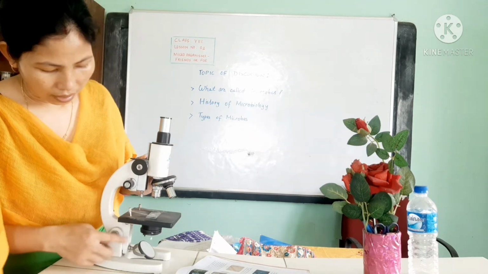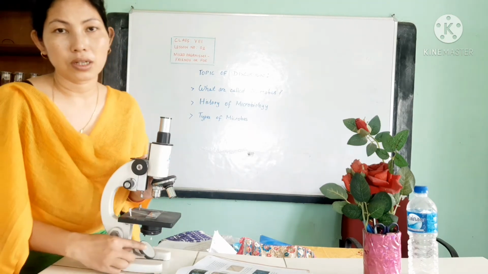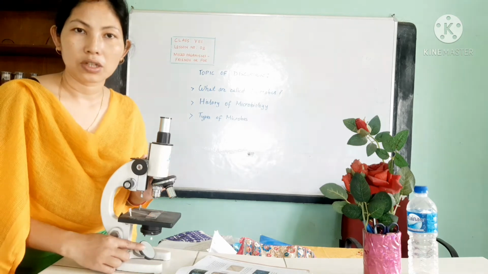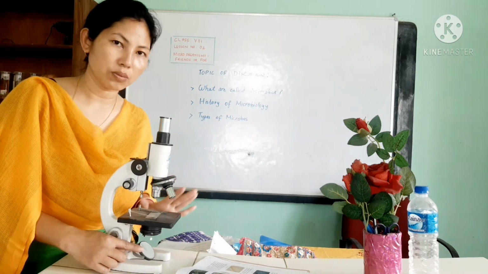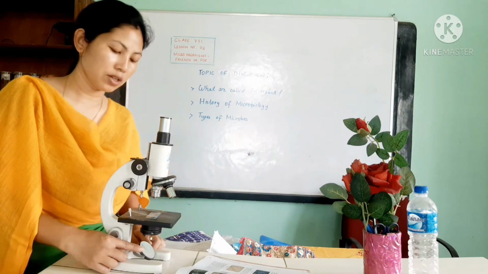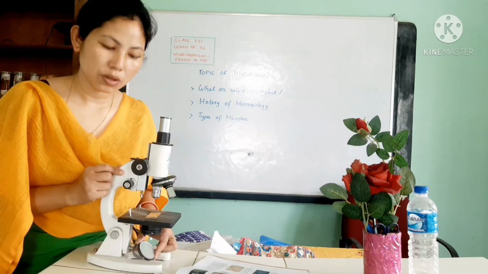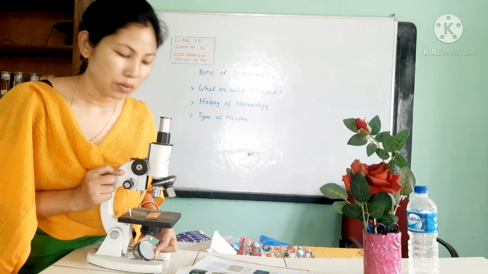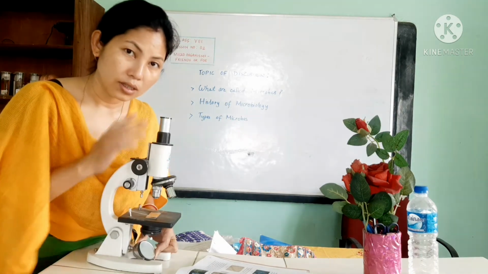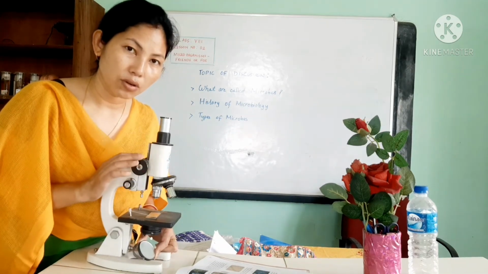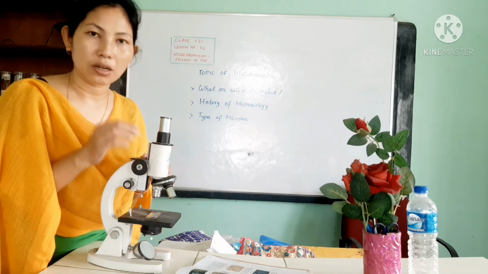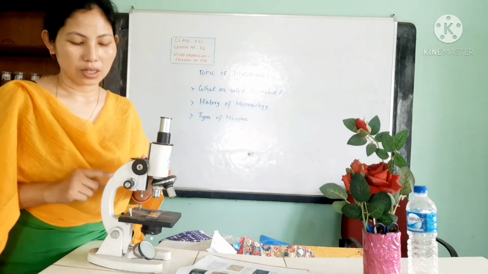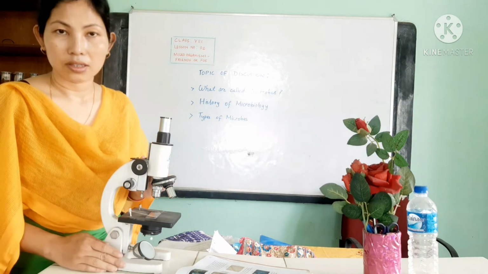And then down we have the mirror. This mirror also plays a very important role, as it reflects the light on the specimen, without which it will not be visualized. The very first step is to adjust this mirror, and we have to see through it whether the light is visible or not. If the light is focused on the specimen, then it's okay. Then we will come to our coarse and fine adjustment, and this is the arm and this is the base.